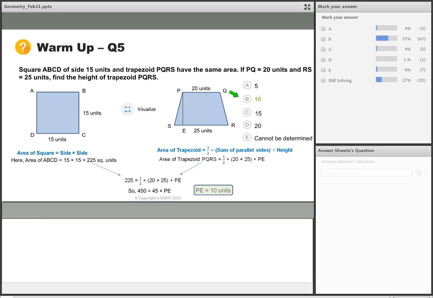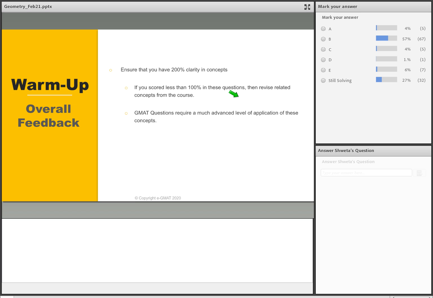With this question we are done with the warm-up section. We're all warmed up now. Before we move, here is something that you have to keep in mind. You have to be 200% confident about your concept. If there's any little lag here, if there's even a little that you miss here, you will find it hard to do GMAT-like questions. Why?